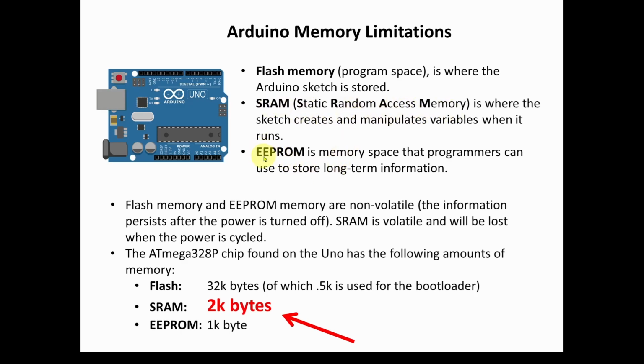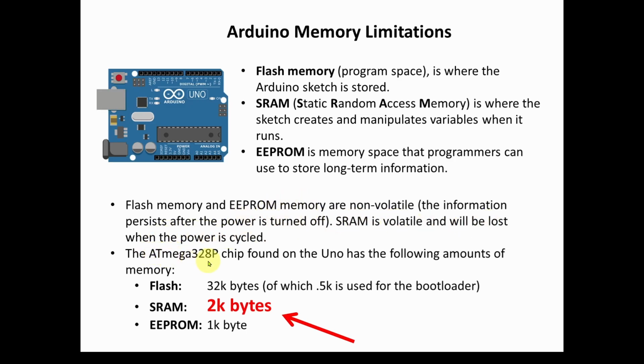EEPROM is electrically erasable, programmable, read-only memory. Basically it's memory space that you can use to store long-term information. We're not going to have to worry about that right now. So flash memory and EEPROM are non-volatile. In other words, when you turn off the power to the Arduino, that memory is going to stay. You'll still have the flash memory where the Arduino sketch is stored, so that's going to remain, but any variables are going to be gone. So SRAM is volatile and it will be lost when the power is cycled.